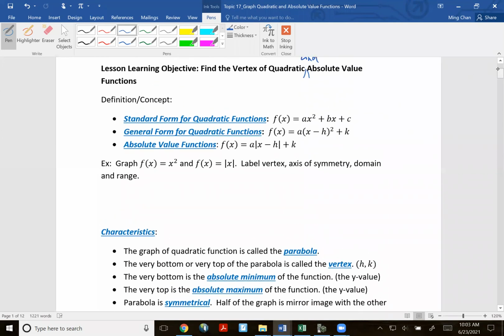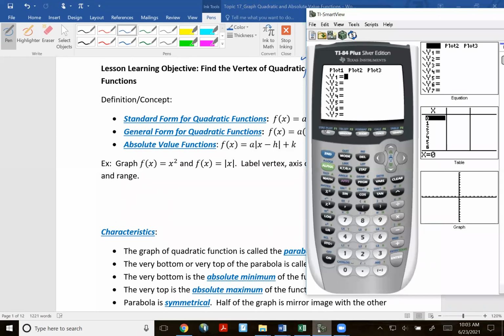All right. So what are h and k? h and k is called the vertex. The very bottom of the U and the very bottom of the V, that is called the vertex. There's another word for it. It's called the absolute maximum or absolute minimum.